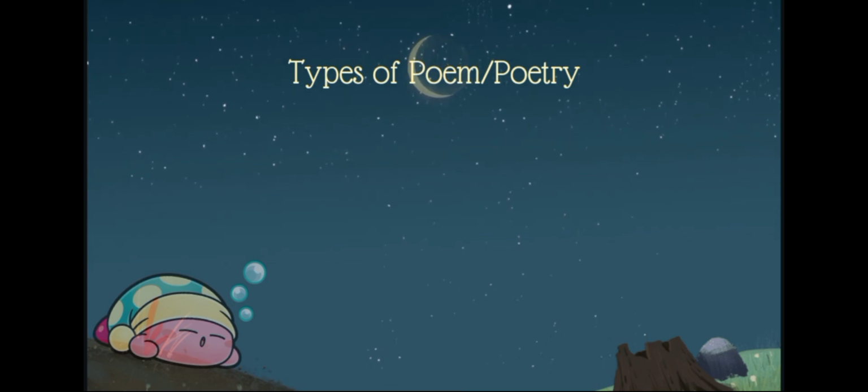Types of poem or poetry. The first one is lyric. Lyric poetry is by far the most common type of poetry. The word lyric comes from a lyre. A lyre is a harp-like instrument that was played by ancient Greek poets during recitals of their shorter poems. Today, lyric poetry means any short poem.